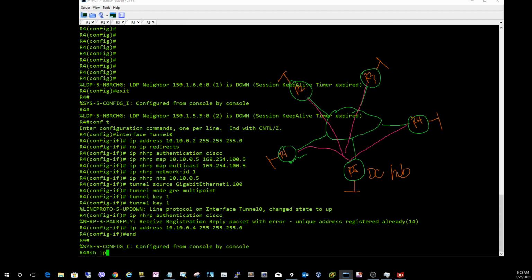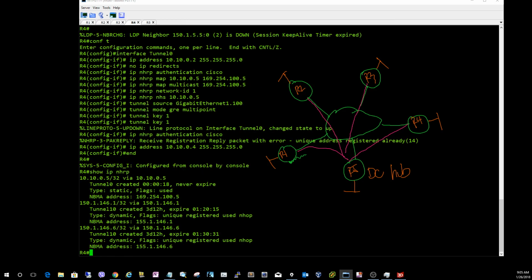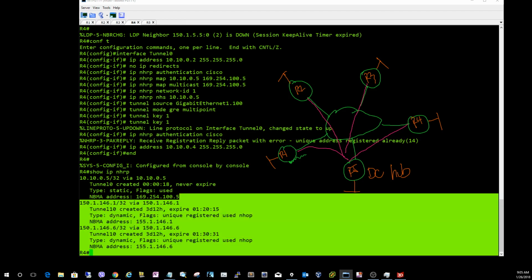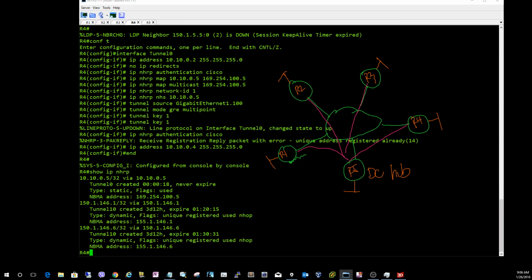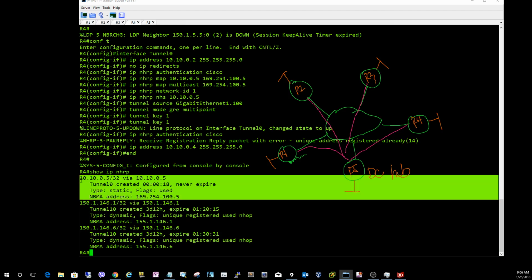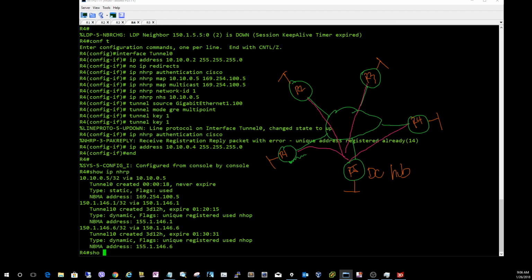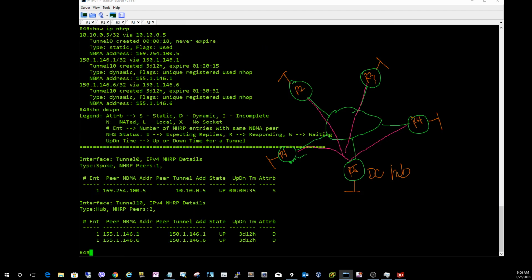Okay, so show commands. Show IP NHRP. Don't mind this because I have an existing one on router 4. There's also a separate DMVPN that exists. We're actually after this one. Okay, so this is telling us that it's actually in use. Another command that you can actually use is show DMVPN. Oh, okay, so it's right here.